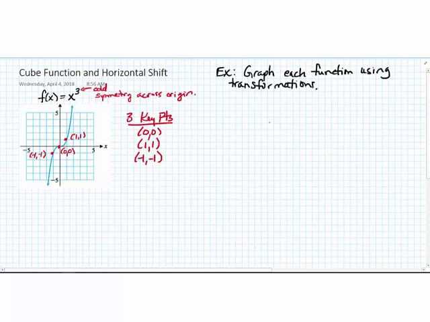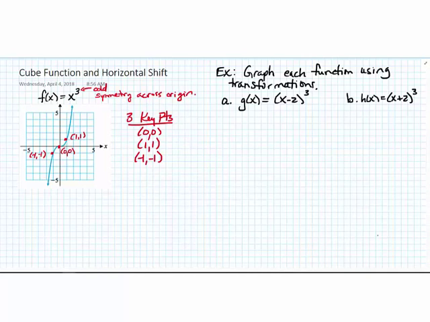Graph each function using transformations. We're going to do 2 on this slide. Part A, we're going to do g of x equals (x minus 2) cubed. And part B, we're then going to do h of x equals (x plus 2) cubed. Notice that these are in parentheses.